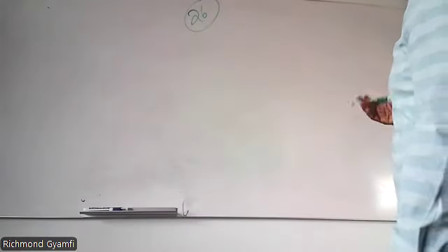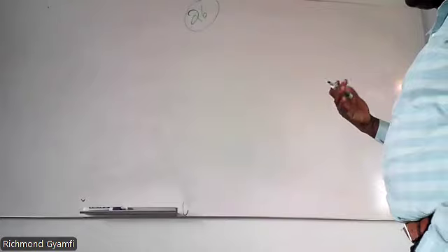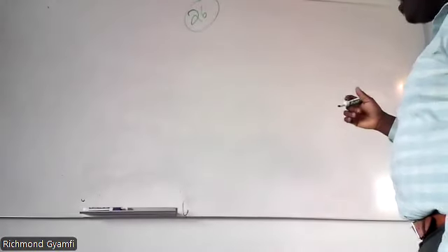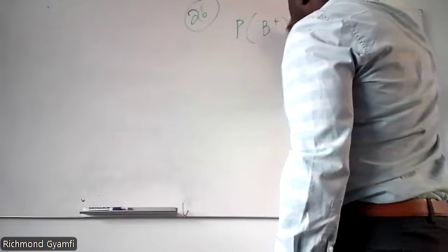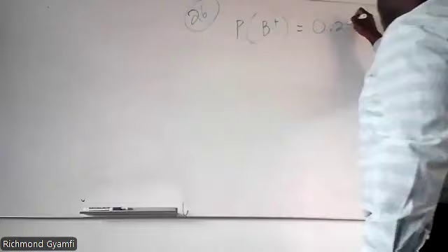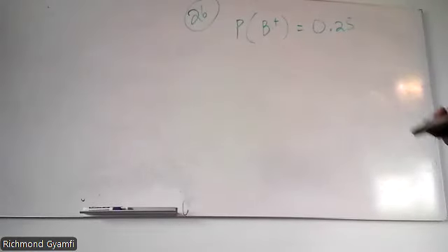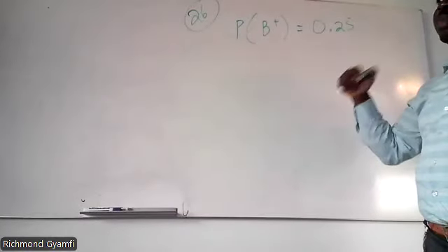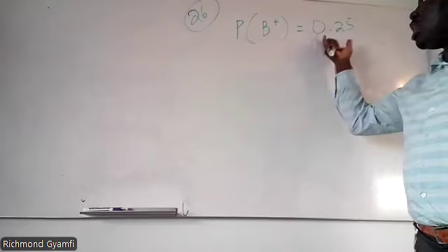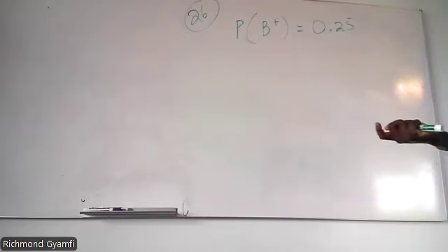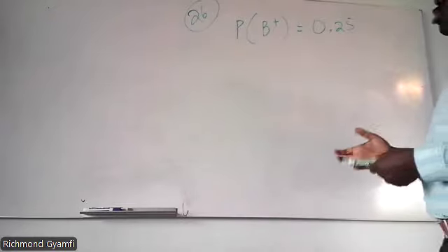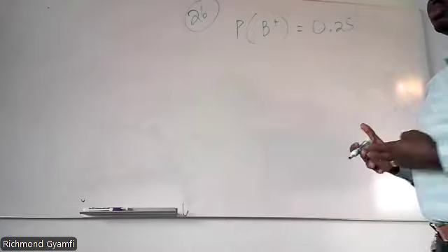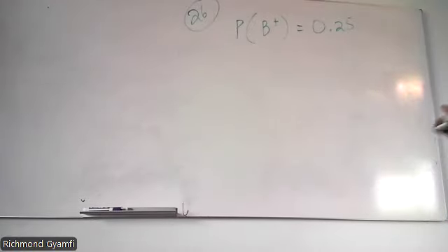So 25% of people in the U.S. have type B plus blood. The probability for B plus blood is 25%. So if I meet somebody randomly on the street and I ask the person about the blood type, in my mind, I know that there is a 25% chance that this person would have type B plus blood. Now, the question says, what about if you randomly talk to 2 unrelated people? Answer the following questions.